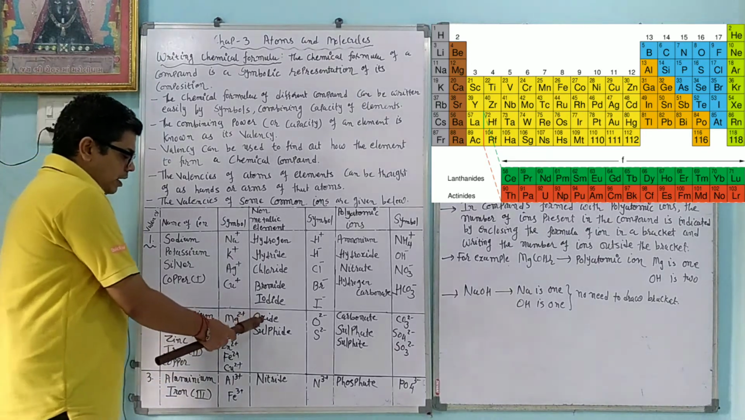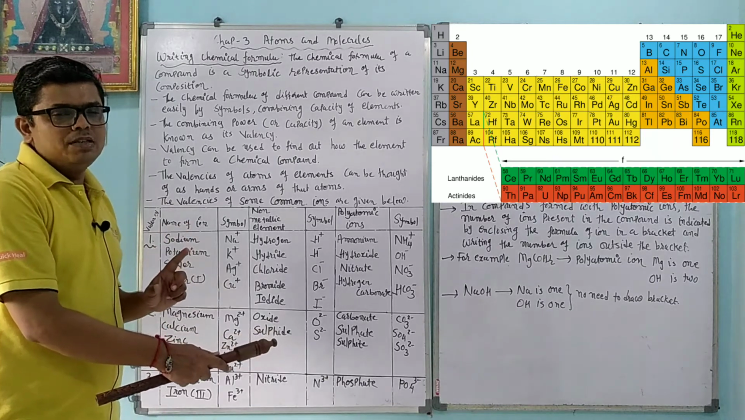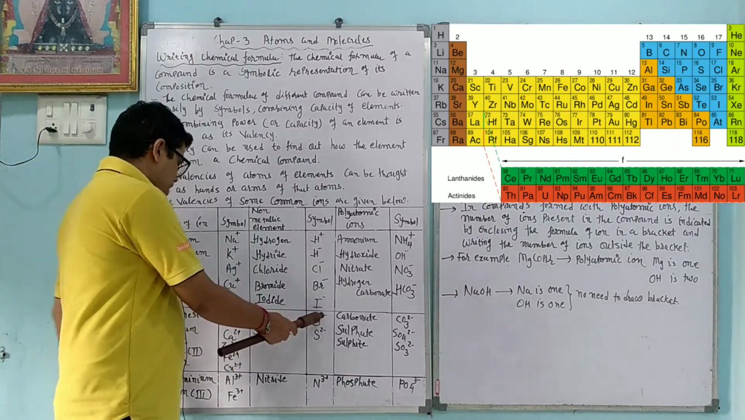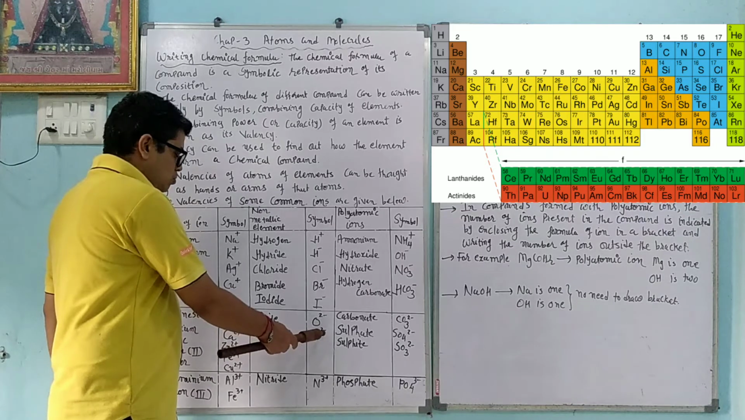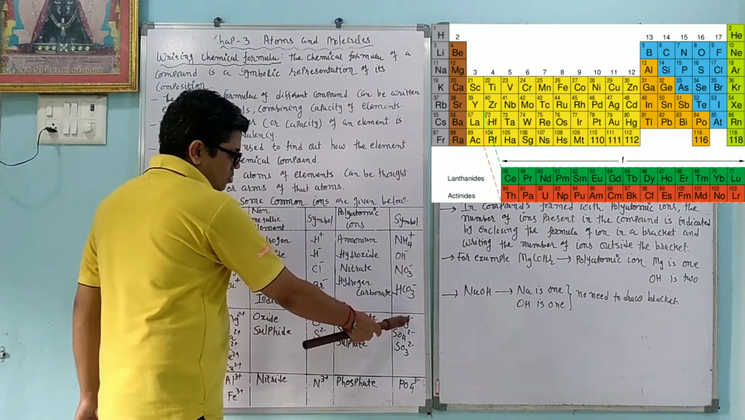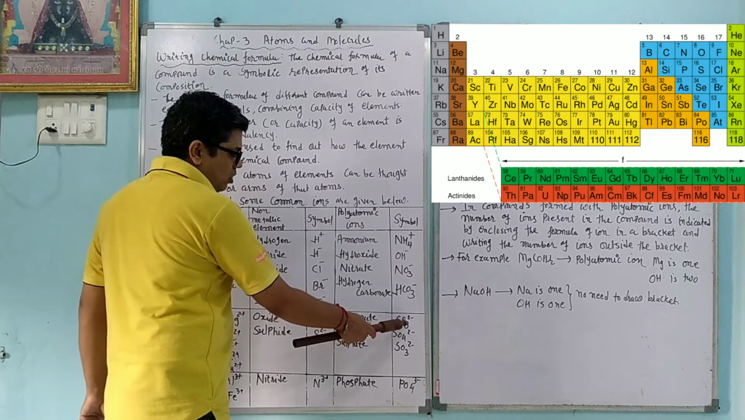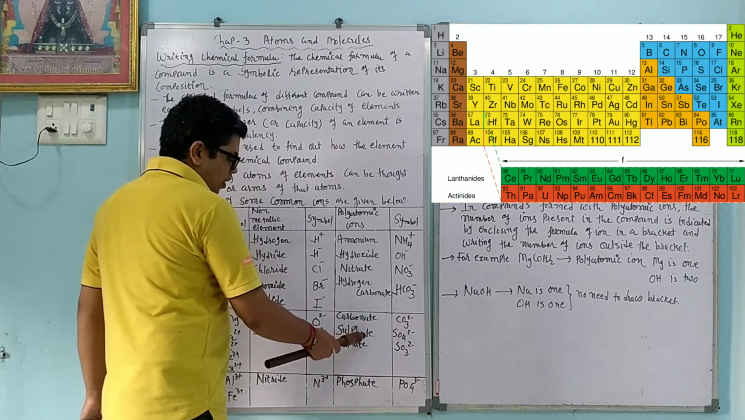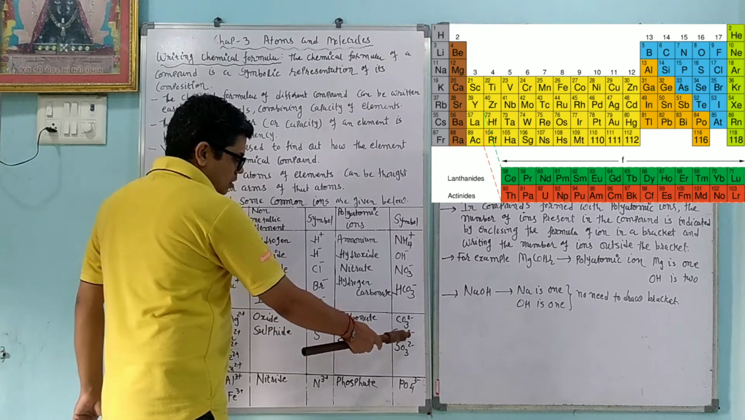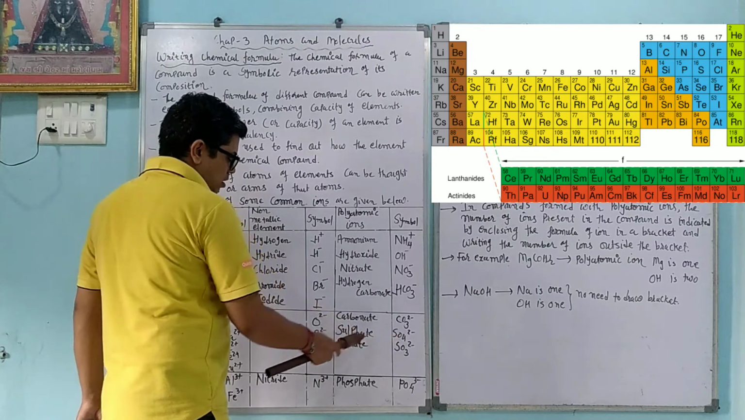Okay, oxide. Now oxygen and oxide are different. Oxygen is O2, oxide means what? O2 minus. Valency is 2. Sulfide S2 minus, valency is 2. Carbonate CO3 2 minus, it is a polyatomic ion. You can see 3 oxygen and 1 carbon. Sulfate SO4 2 minus, 4 oxygen and 1 sulfur, so 5 atoms are there.